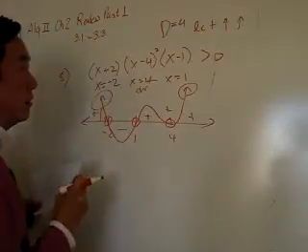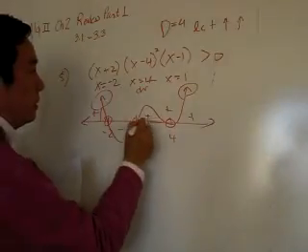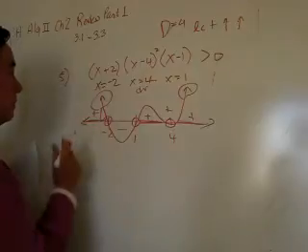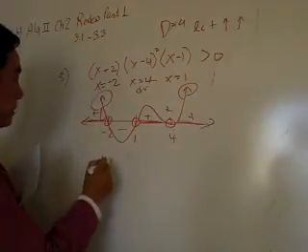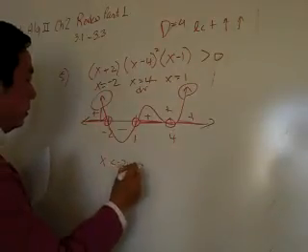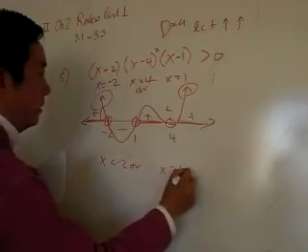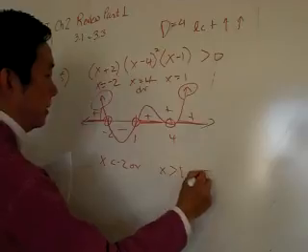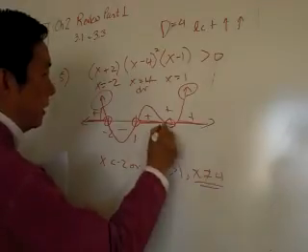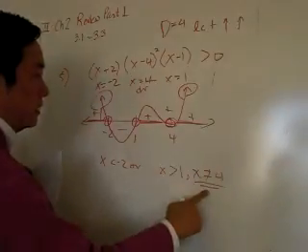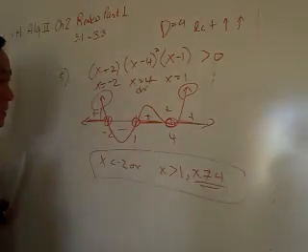When is it greater than 0 or positive? It's between here, here, and here. So our answer is x is going to be less than negative 2, or x is going to be greater than 1. X cannot equal 4. You got to put this down. If you don't put this down, it's wrong. So that's your mathematical answer.